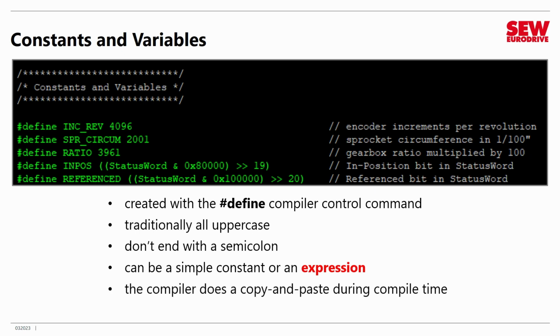So again, since this is a compiler control feature, what the compiler is doing is basically cutting and pasting when it's going through compile time, when it's translating the code into assembly language. So for example, every time it encounters an inc rev in your code, it will replace that with a 4096. In every case it encounters an IPOS, it will copy that whole expression in its place. Again, you'll never see this. When you go back to your source file, you won't see everything replaced. It does this on the fly during compiling.